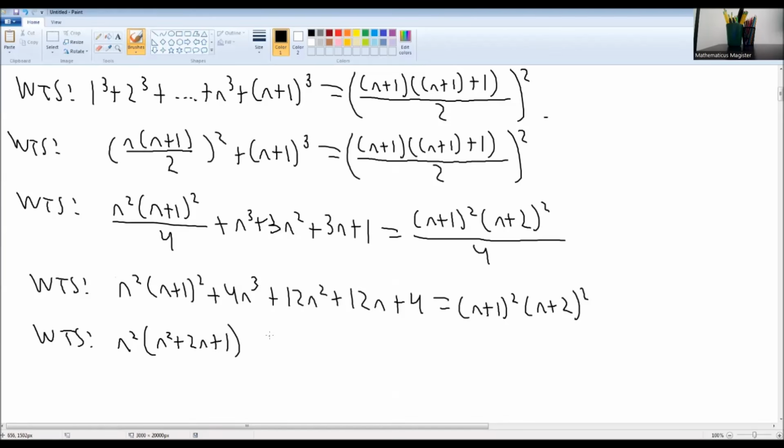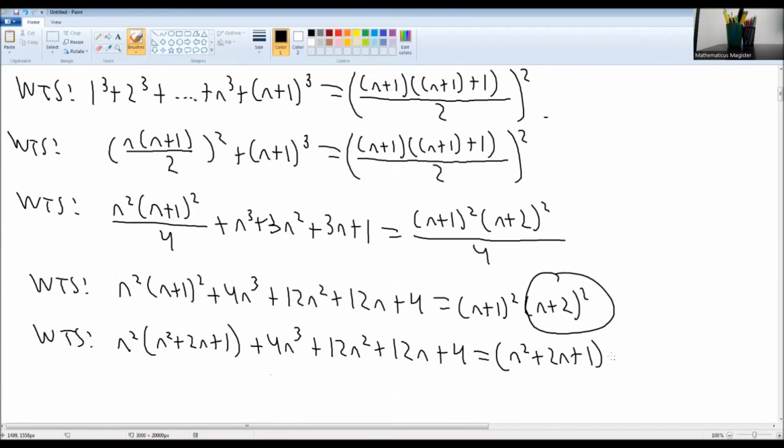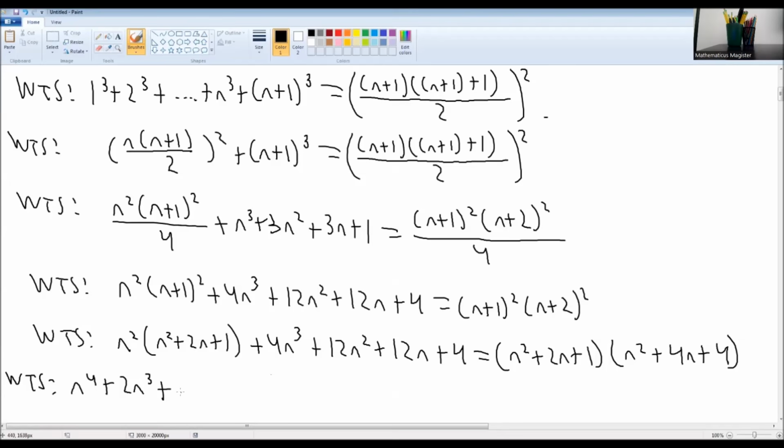The rest of this stays the same. Let's see, n plus 1 squared, that's the same as n squared plus 2n plus 1. And then this guy squared is n squared plus 4n plus 4. Distribute the n squared. So we get n to the 4th plus 2n cubed plus n squared plus all this stuff.